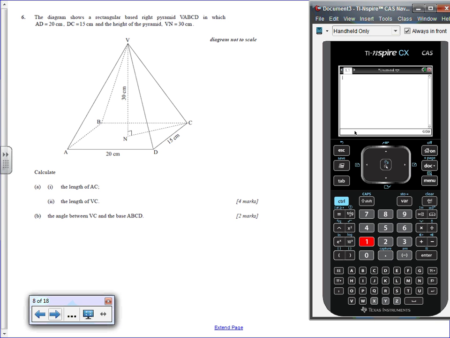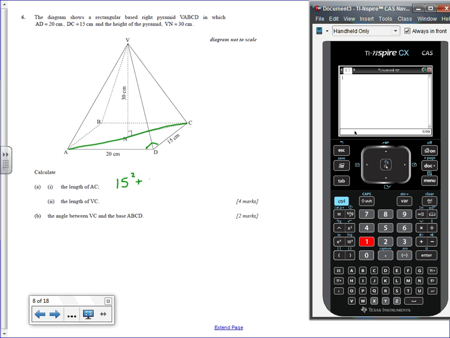We have the diagram. Everything that it says in the question is already labeled on the diagram, so we can jump right in. Calculate the length of AC. AC is going to be the diagonal of the base here, from vertex to vertex. And since it says the bottom is a rectangle, we know that the corners of that base must be right angles. So we have a right triangle, ACD, with 20 and 15 as the two legs.